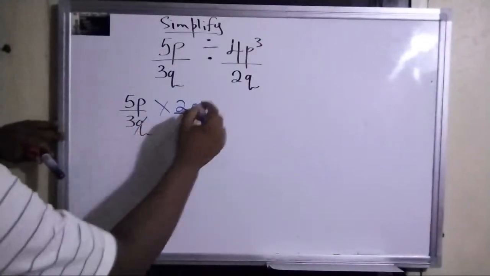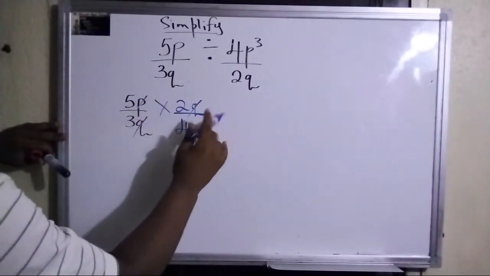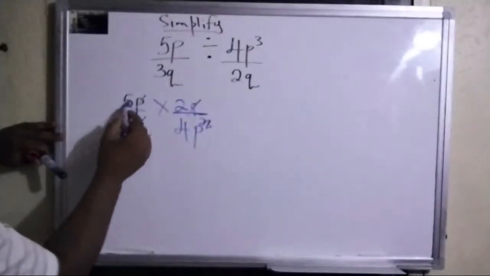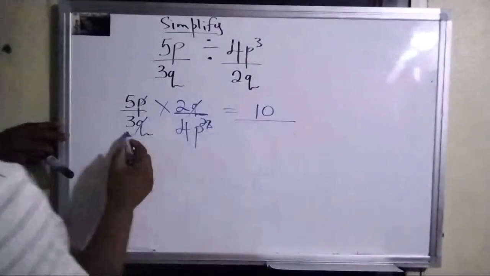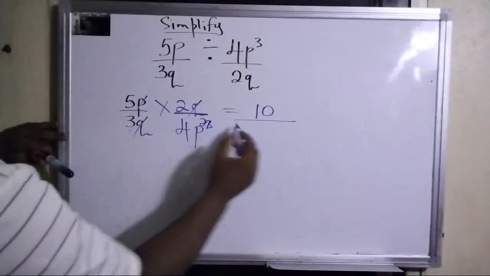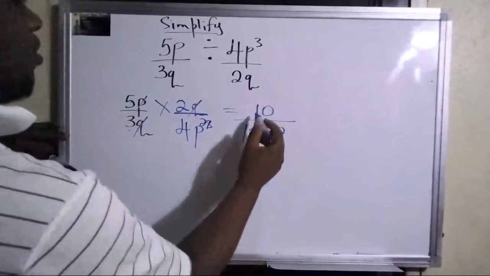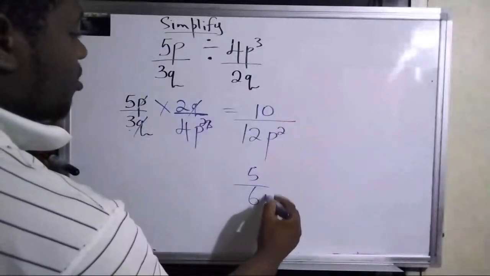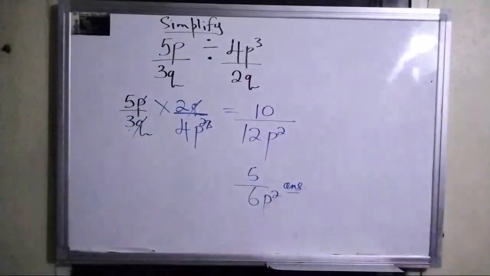So q cancels q in this one. We have a p here, so p cancels one of these, leaving 2. And then 5 times 2 is 10, and we have 3 times 4, that's 12. And then we have the p squared. This can be reduced by 2, so we divide by 2, so that's 5 over 6p squared. And there we have it. Voila! 3 marks in the bag.